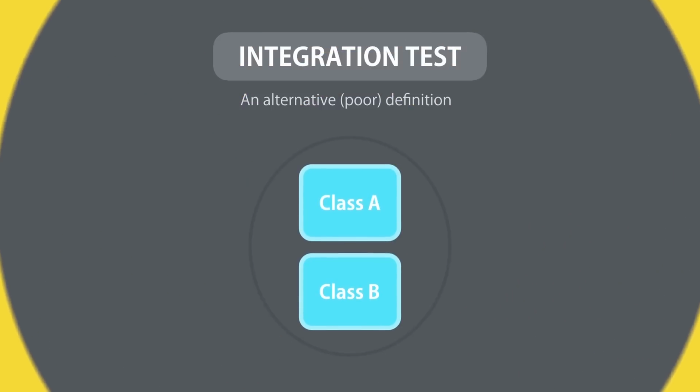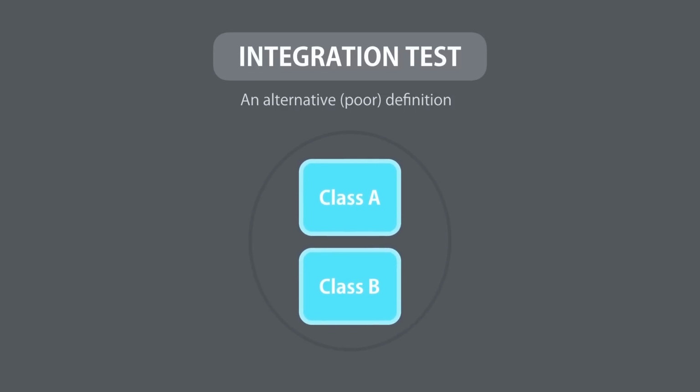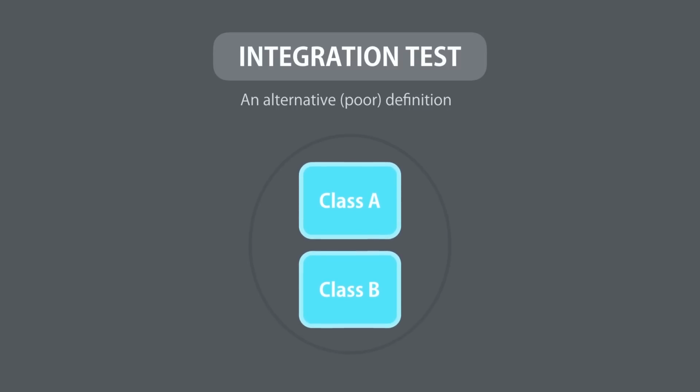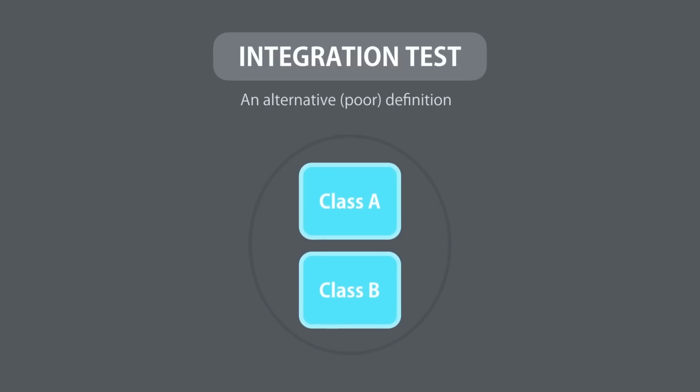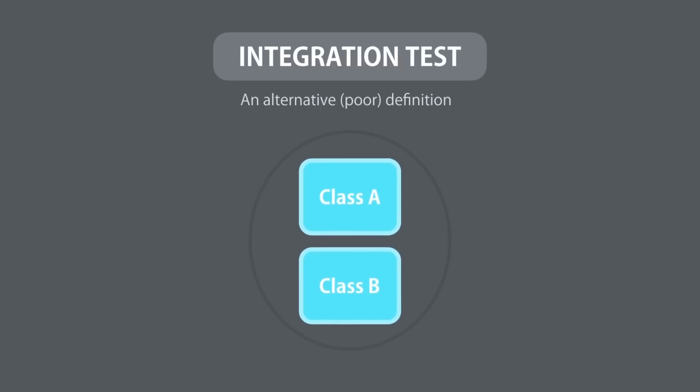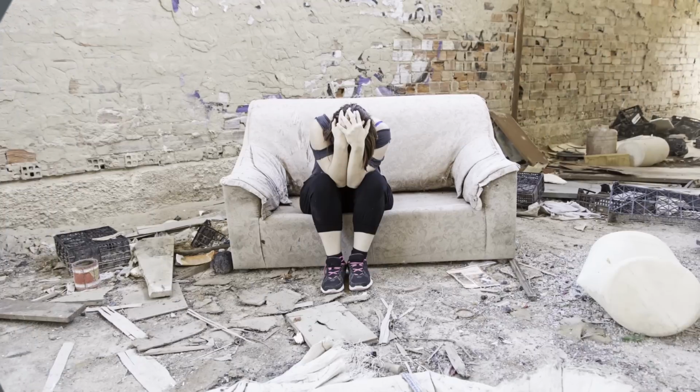Now, traditionally, an integration test is defined as a test that takes a few units or classes and tests their behavior as a whole. So based on this definition, if you test 2 classes together, some people believe you're writing an integration test and not a unit test, even if none of these classes talk to an external resource like a database. Chances are you have heard this definition before.